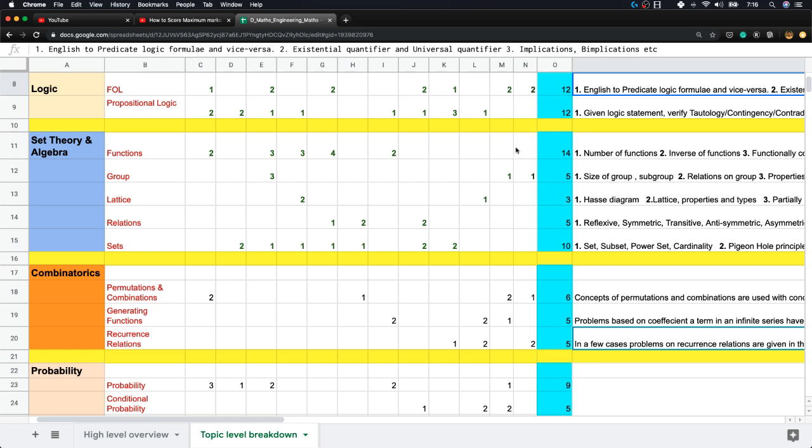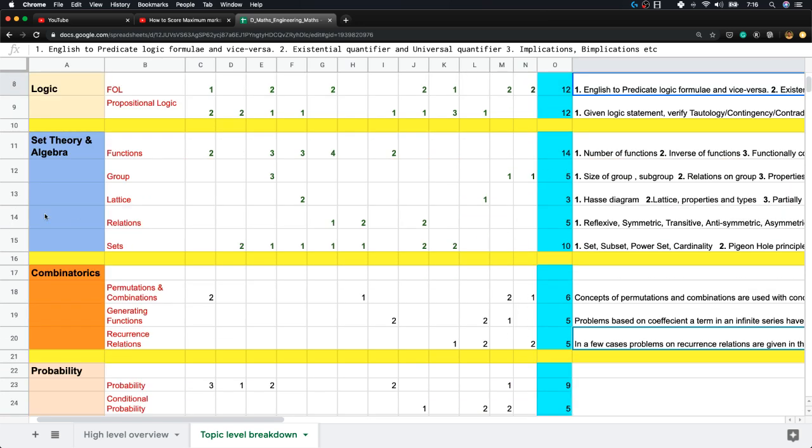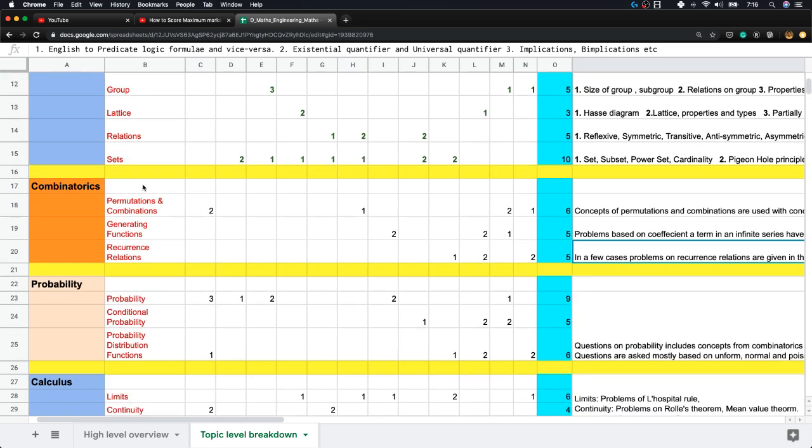For example, look at the more recent years. Look at 2018, 2019. Look at these years. There is just 1 mark in here from these topics. That's very, very low. I hope they give more importance to these topics because they're fun topics, good topics, and easy scoring topics. Similarly, permutations, generating functions, recurrence relations.